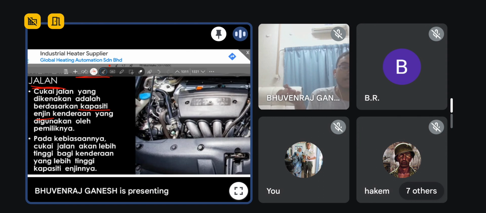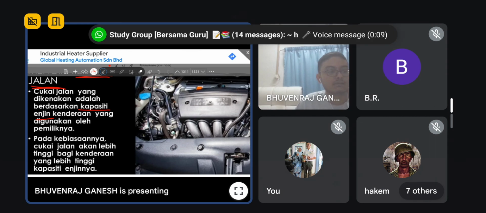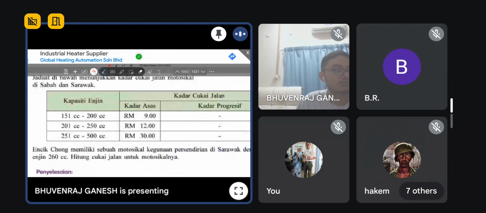Okay, because it depends on the engine power. Engine power stronger, more CC. More CC, more tax. Simple as that. So yeah, basically it's based on the engine capacity. All right, and then next one we will see the calculation.